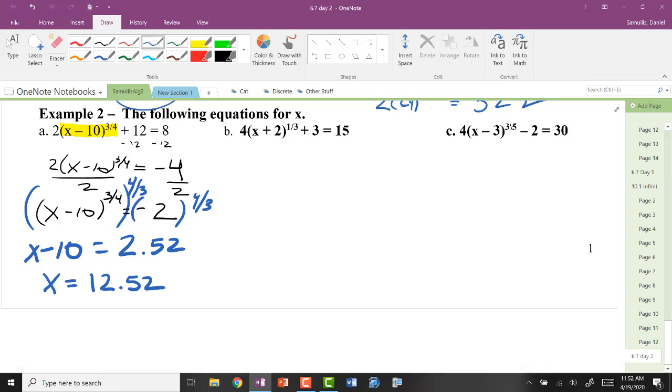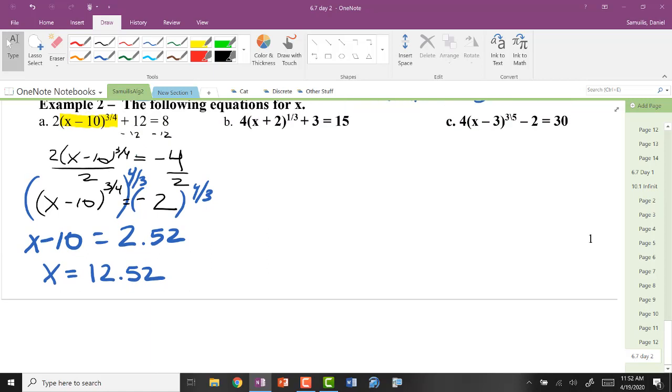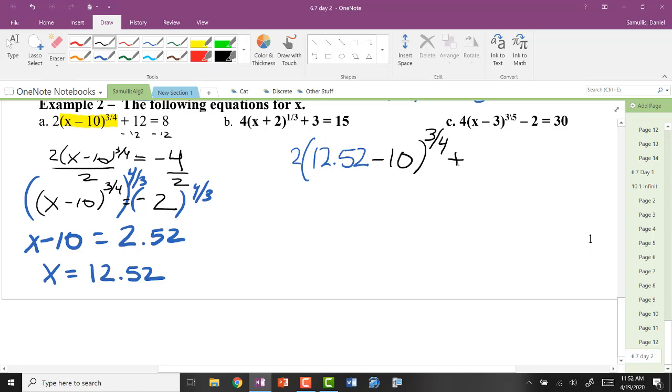All right, so we're going to plug that back in. I'm going to come over here into this work area. All right, so 2 times, whoops, forgot my minus 10, (12.52 minus 10) to the 3/4 plus 12. We hope that equals 8. So I end up with 2 times 2.52 to the 3/4 plus 12.